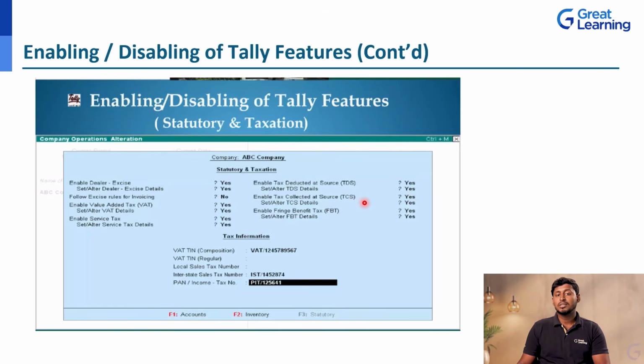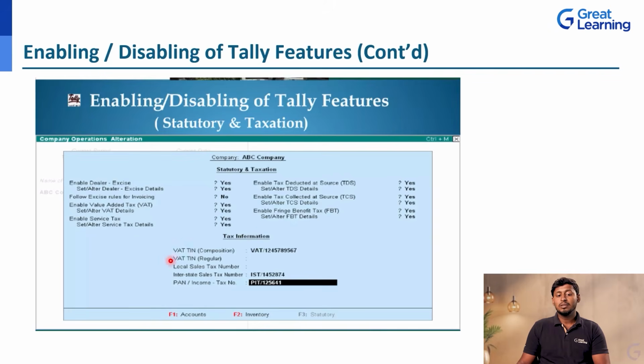Enable tax collected at source, TCS, where we are going to collect at the source. For that also enable the features. I already told you about FBT, that is fringe benefit tax. Enable the fringe benefit tax, or set or alter the changes; that also needs to be enabled.